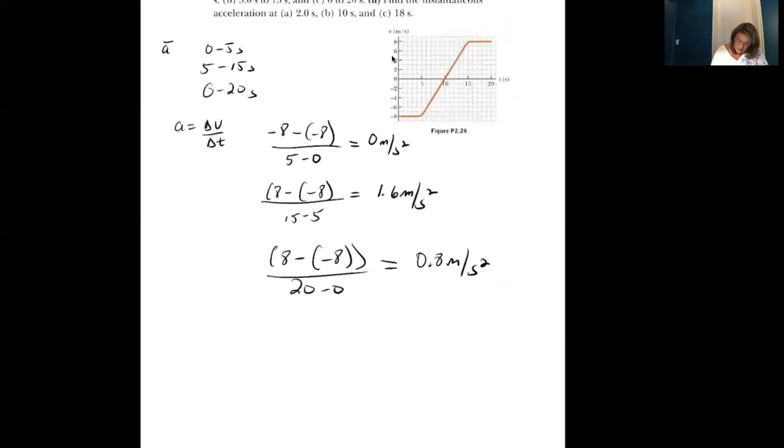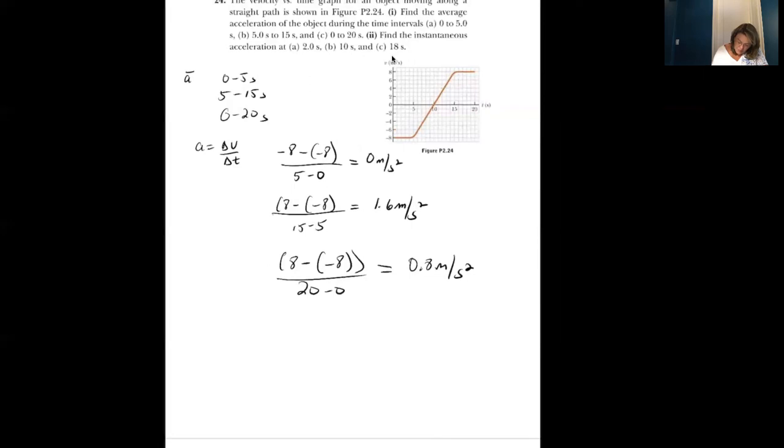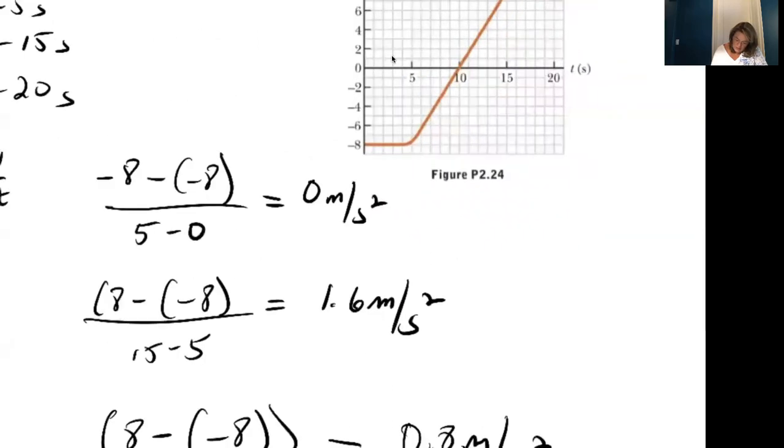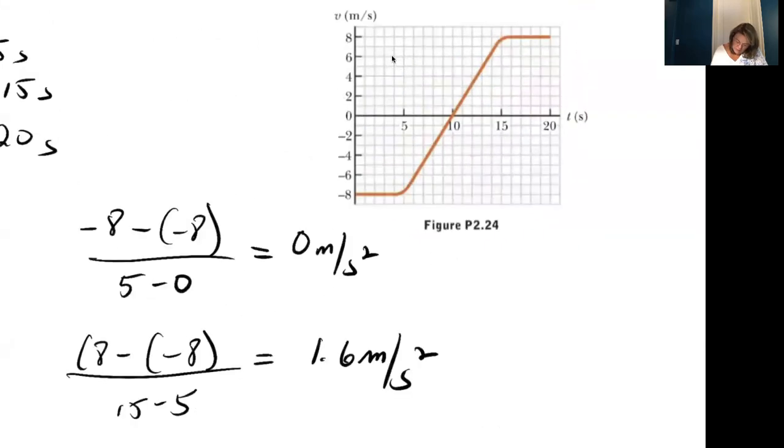Okay, next, I want to know the instantaneous acceleration at 2 seconds, 10 seconds, 18 seconds. All right, got to go find the tangent line. Let's go look at those. Let's go mark where 2, 10, and 18 are on this graph. So I go over here, I find 2, I put a dot on it. I go find 10, I put a dot on it. I go find 18, and I put a dot on it.